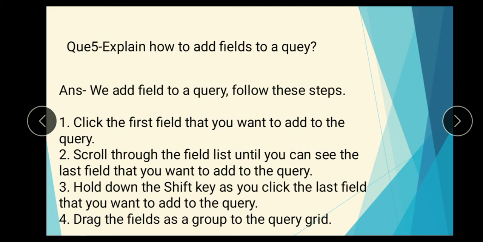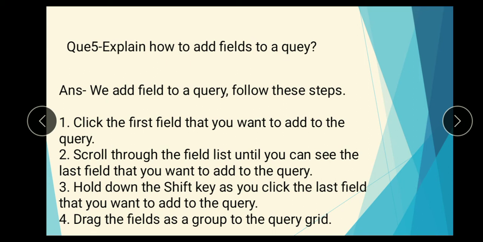Means step first, again repeat it. Step first, click the first field that you want to add to the query. Step second, scroll through the field list until you can see the last field that you want to add to the query. Suppose that in a table you have 10 fields: student name, father's name, mother's name, up to 10 fields, and address is the last. So you can scroll from the first, student name, to the last, address.